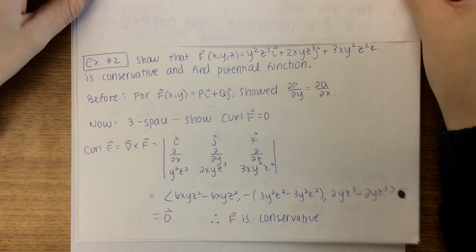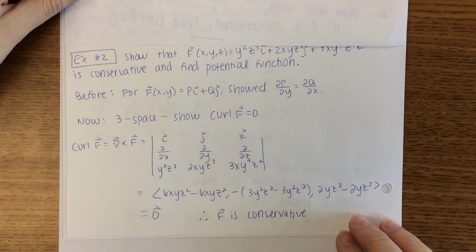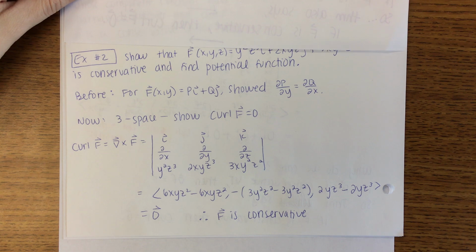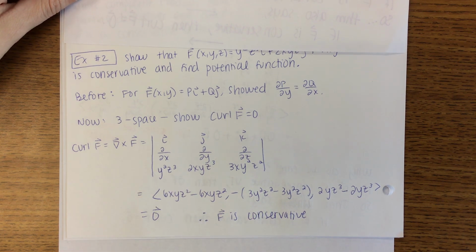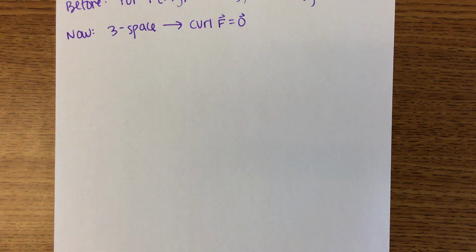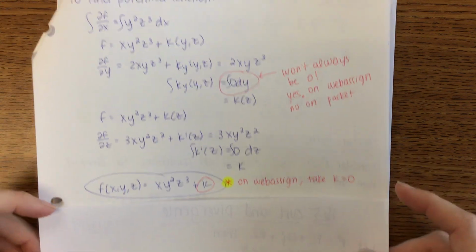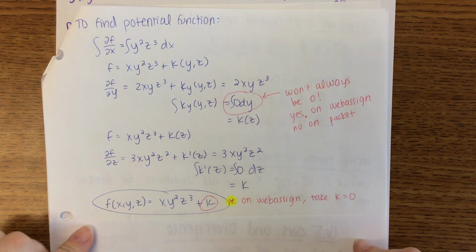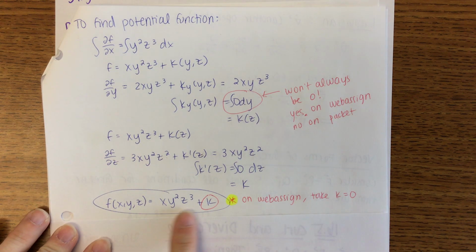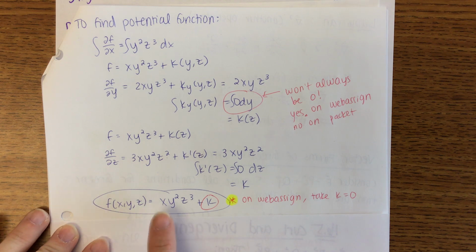Here is what I did for the curl of F. So you should have gotten 0, but I want to make sure we got all the right terms. That one look okay? Okay. Next, here's what we should have done for the potential function. That ends up being your potential function.